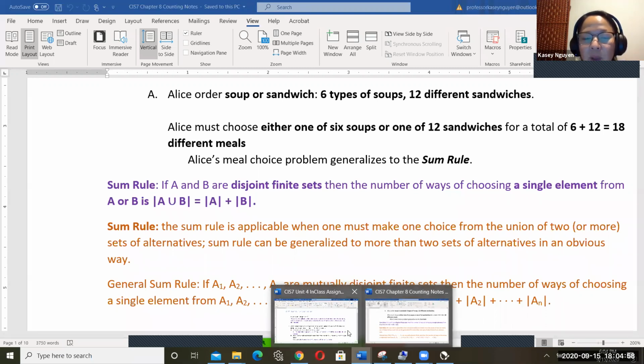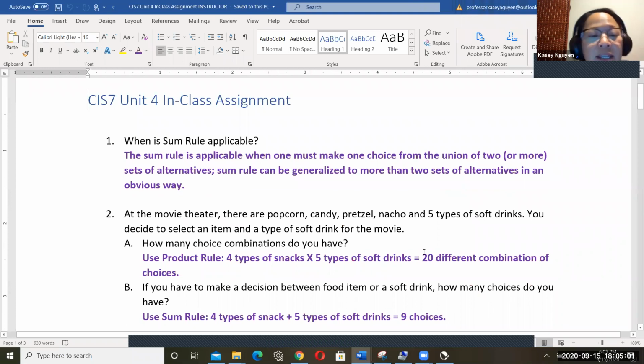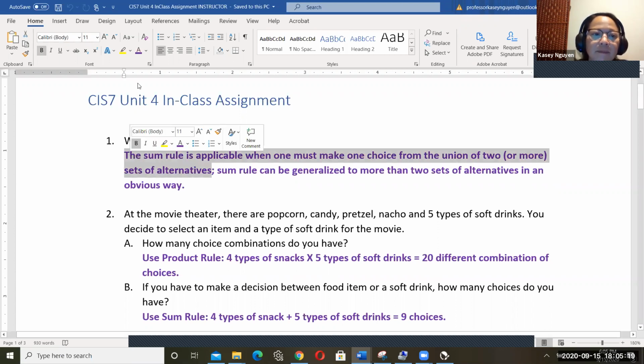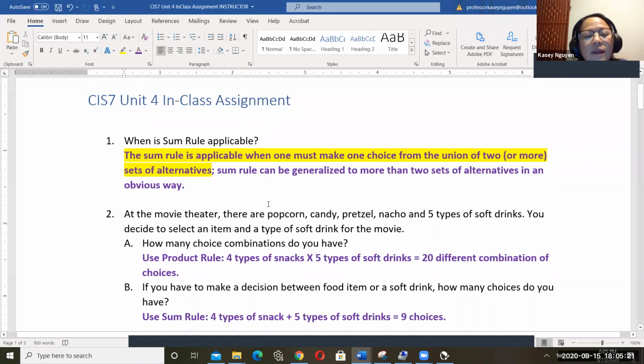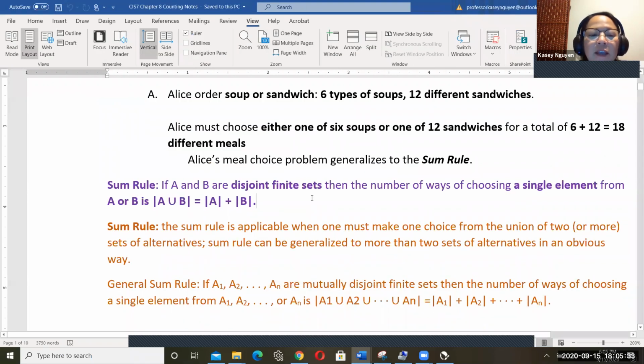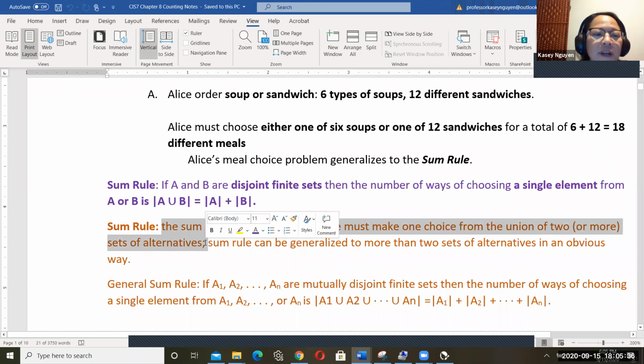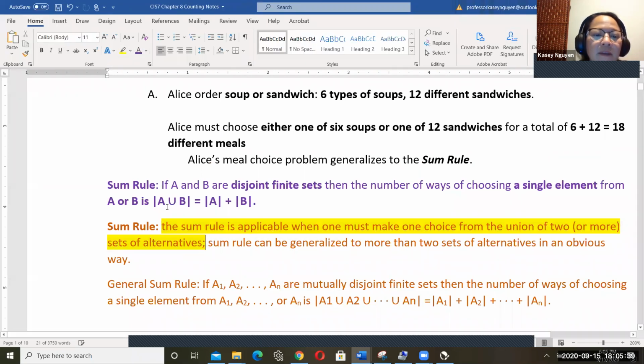In the first question, it asks when the sum rule is applicable. We want to note that it is applicable when we make one choice from the union of 2 sets of alternatives, and we can simply state this. Any question? Before we answer number 2, let's take a look at some more examples. You can find the answer for number 1 here on page 1.